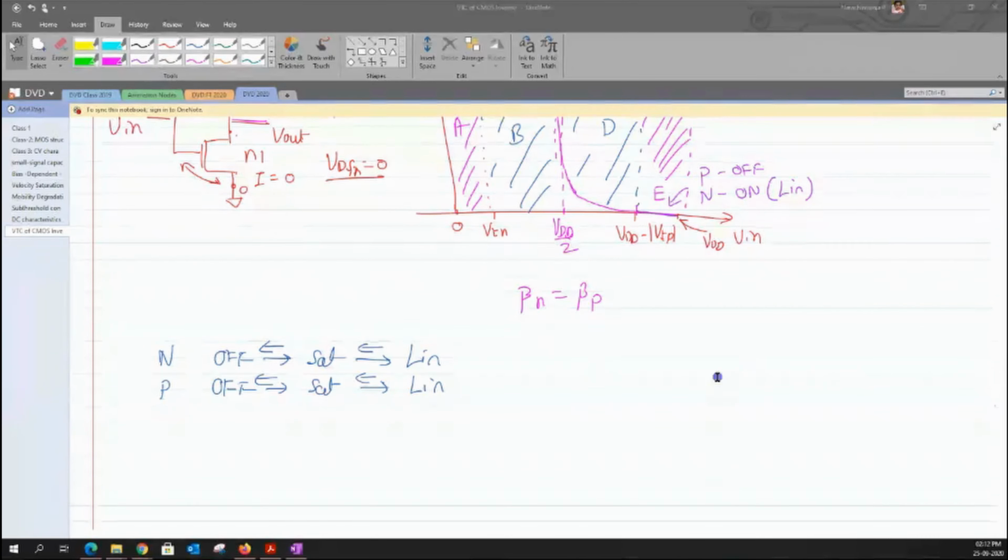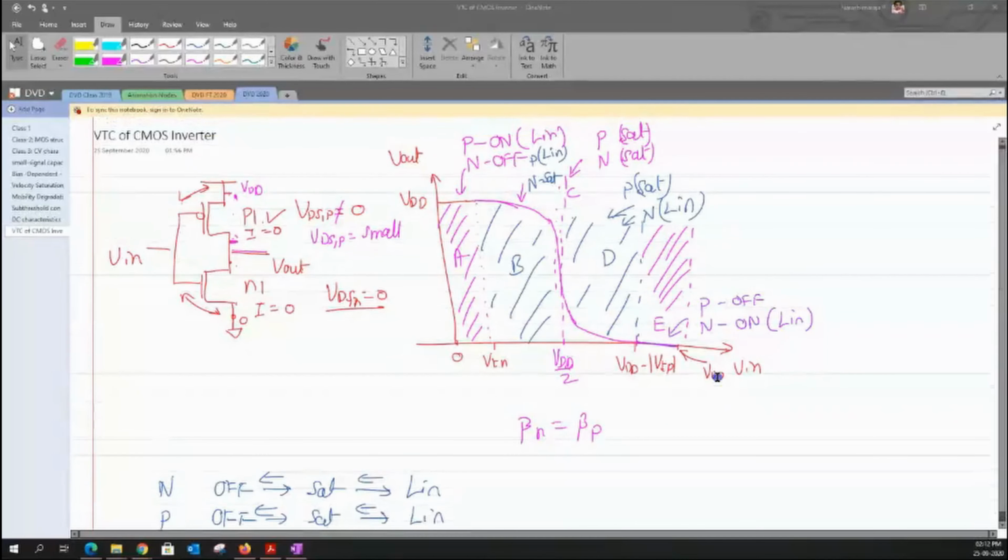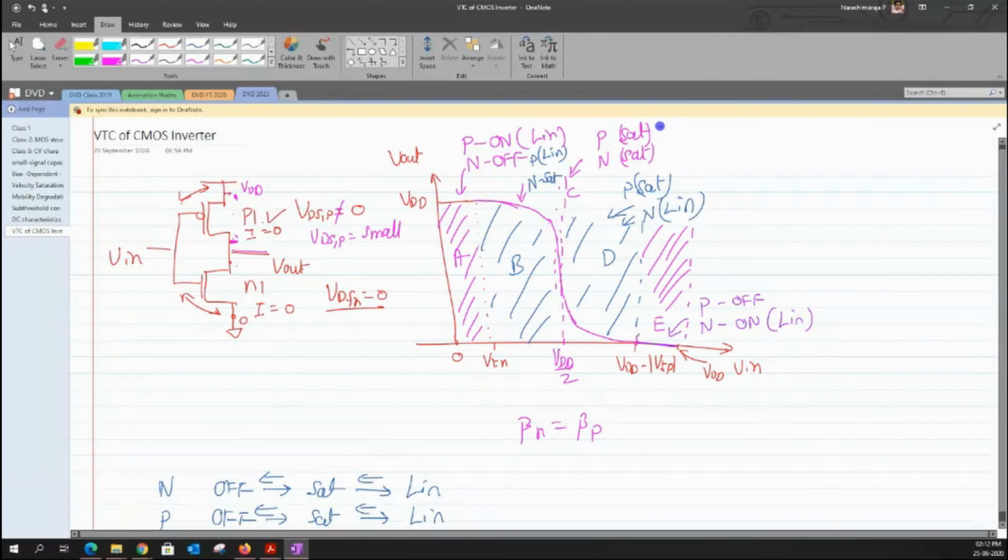When both are in saturation, is it only at a particular input condition that we will have both the transistors turned on and both in saturation? It is only a single zone or a single point, okay?